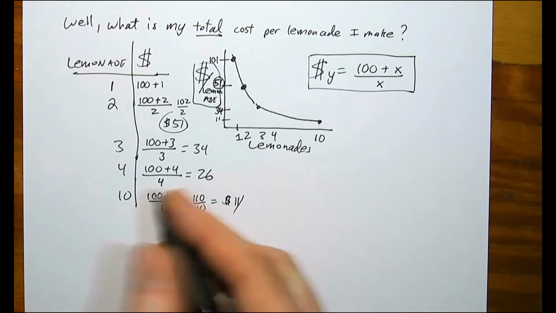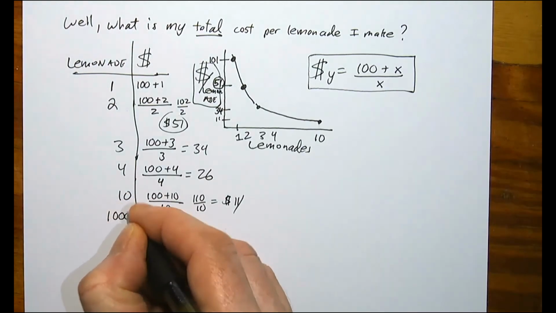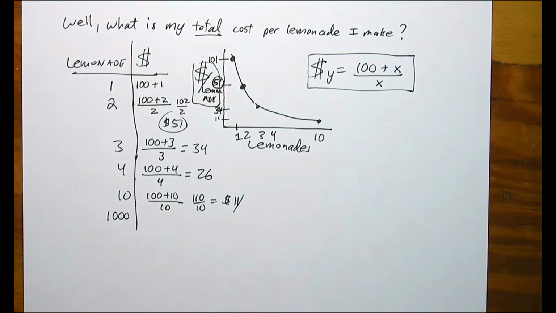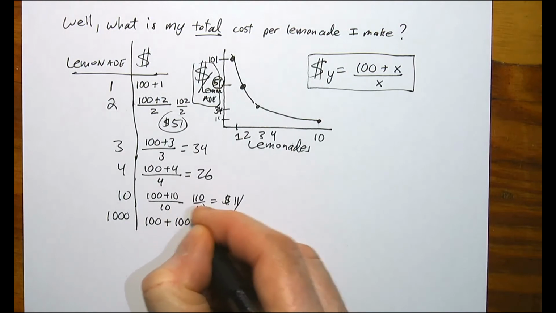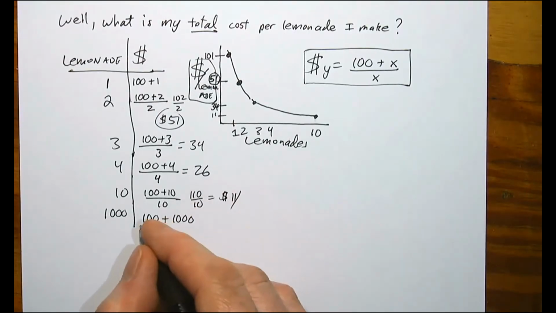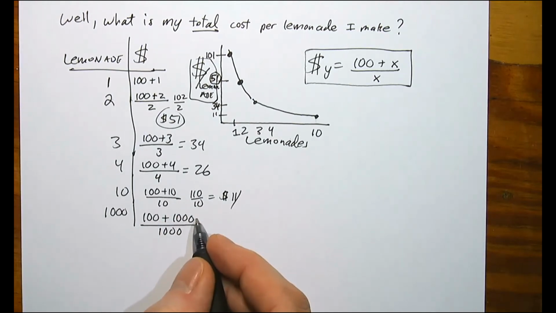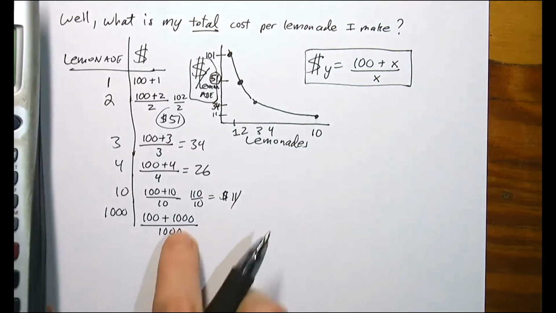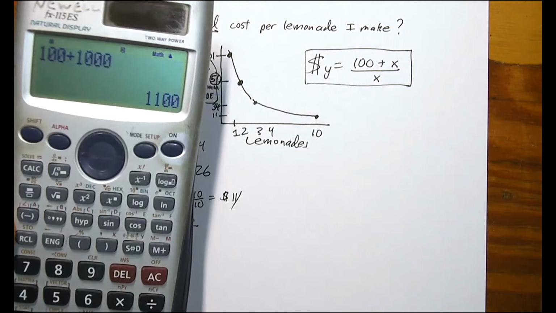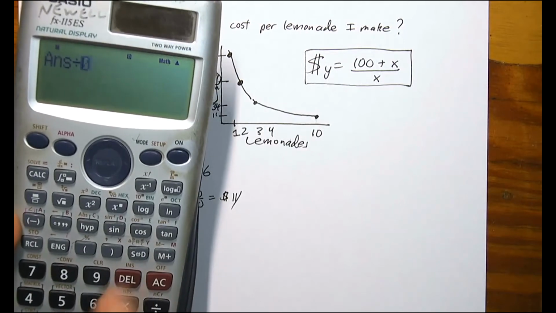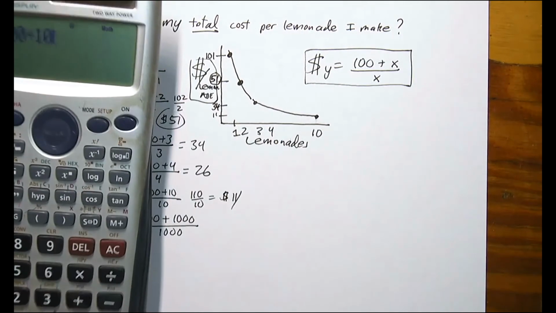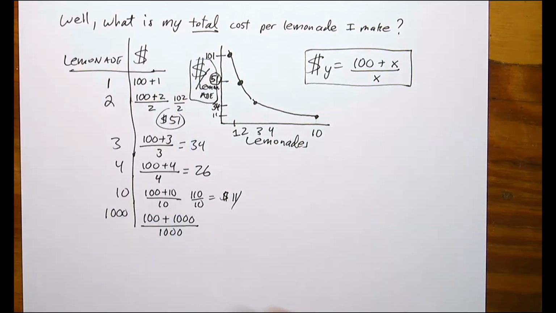In fact, as I put bigger and bigger numbers in, let's say I sell 1,000 lemonades, okay? Can the price ever get to 0? Is it ever going to cost me nothing to make a lemonade? Well, $100 for the stand, $1,000 to make 1,000 lemonades because it costs me $1 to buy the lemons and sugar and put in each little cup, divided by 1,000 lemonades. Whoops, I've left the 0 off. Let me try it again. $1,100 divided by 1,000 lemonades, $1.10. Okay, 1.1.